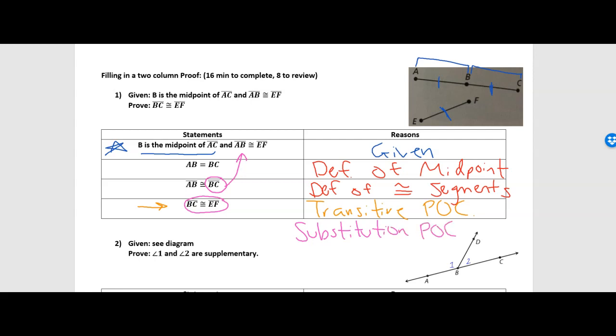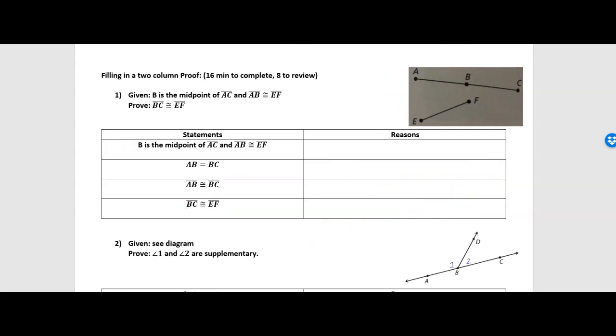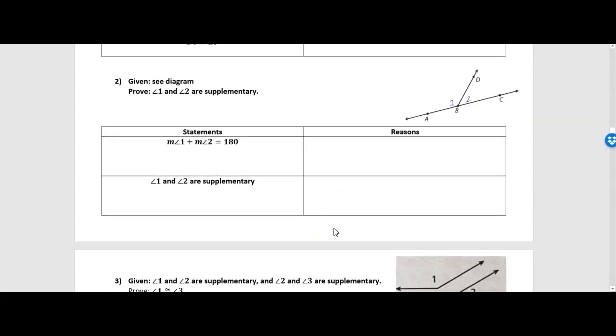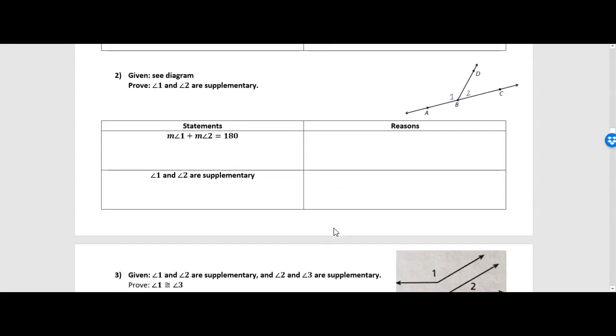So either one of those is acceptable. Preferable, though, for you to use the orange, the transitive property of congruence. All right, on to the next one. Nice short proof here. Just two reasons. So take a look, see if you can figure out what those two are, and then click play.